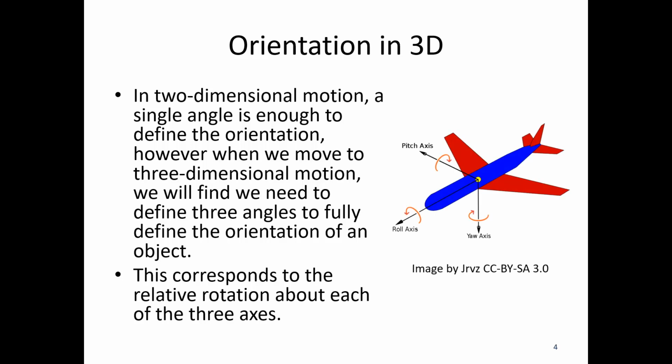You can think about this in a plane. So we can roll, move the wings up and down. Pitch the plane up and down, move the front of the plane up or down. And then yaw would be the third direction. So we can rotate about any of these 3 axes, and we need to define each of these orientations to fully define the orientation in 3D.